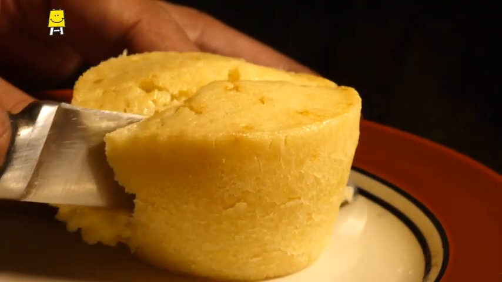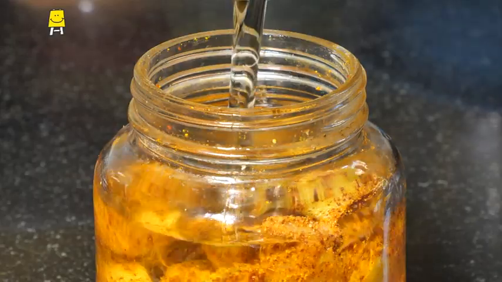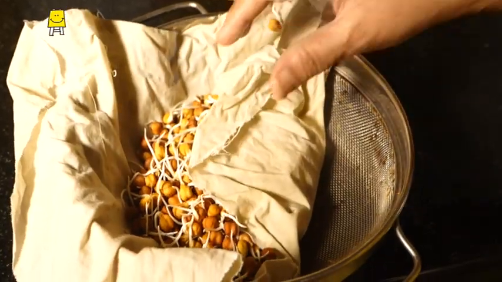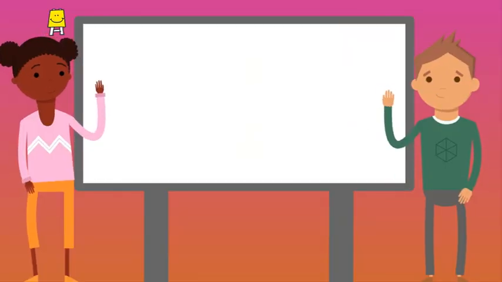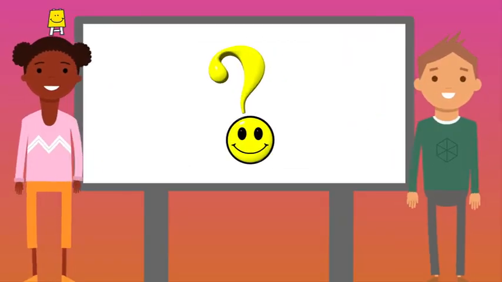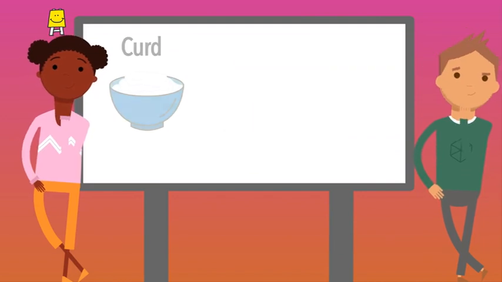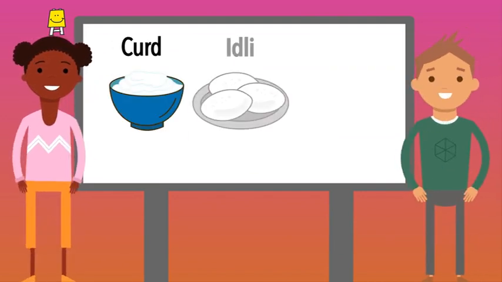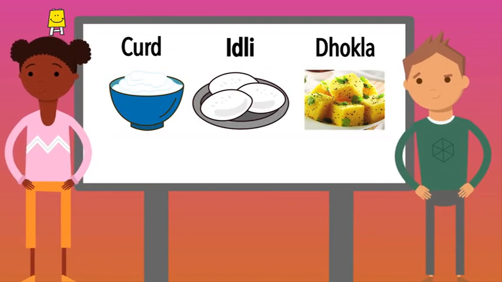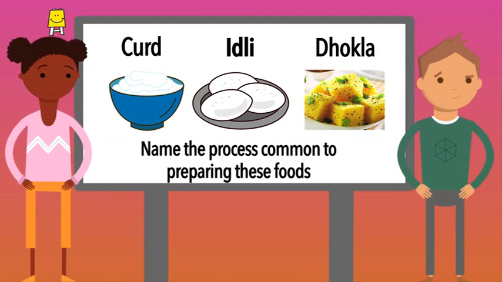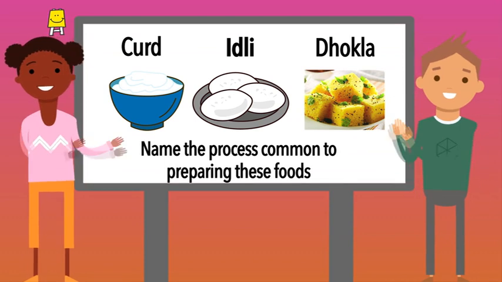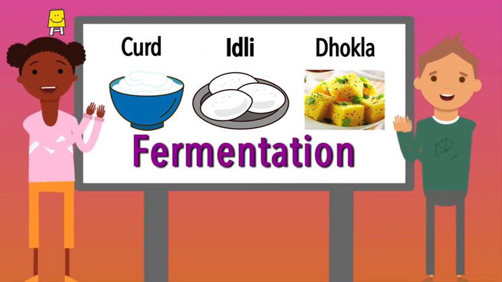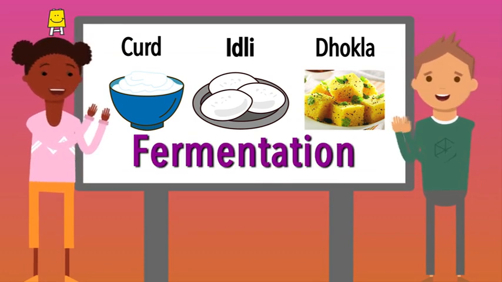been exploring different processes in our kitchens and learning the science behind them. Today, we will continue our exploration with a new topic. Here's a question for you. What process is common to setting curd, making idlis, or preparing dhoklas? Absolutely right. It is fermentation.